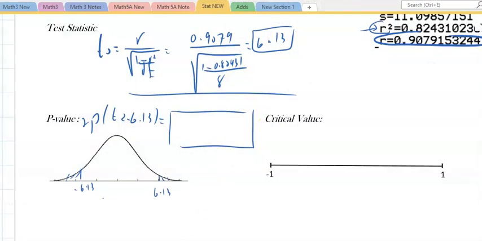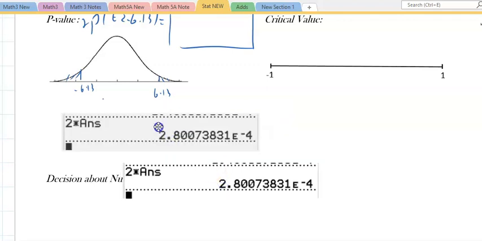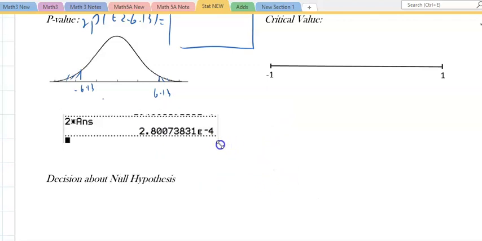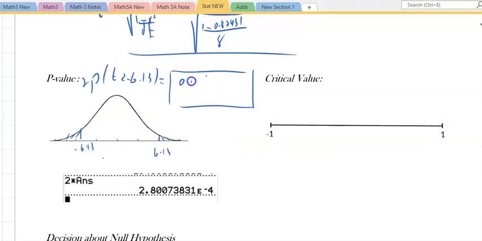Okay, you can barely see that. Let me go ahead and get that going. So I get the answer to be 0.00028, which is 0.028%. Well, obviously, that's almost never happening. Reject the null hypothesis. Now, the critical value is a slightly different game.